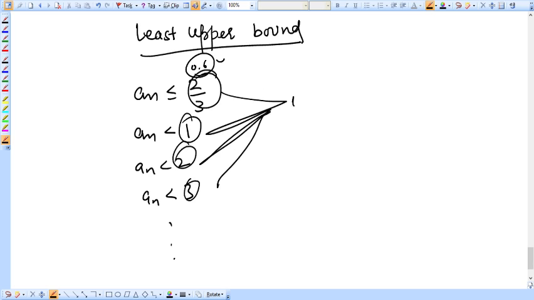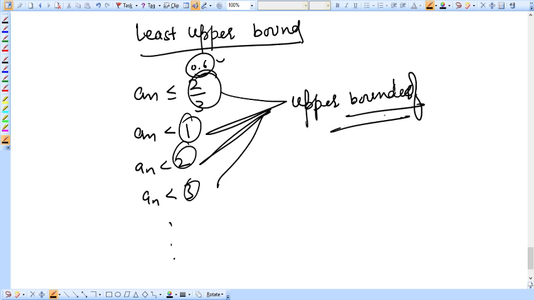Okay, these are upper bounds of this sequence. Among these upper bounds, the one that is the smallest, the least, is known as the least upper bound. So which one is the least among these? The smallest upper bound is known as the least upper bound. Okay, so this is the least upper bound here.